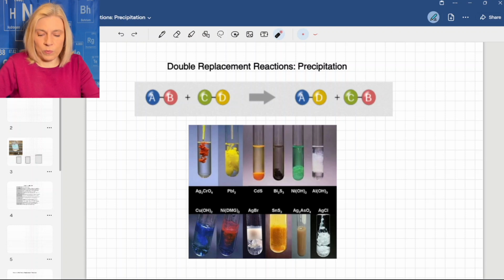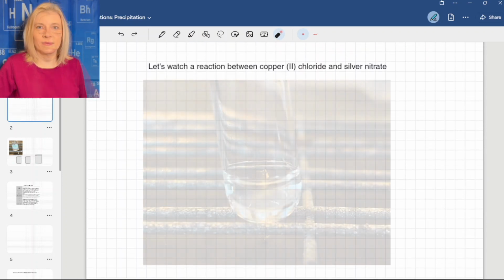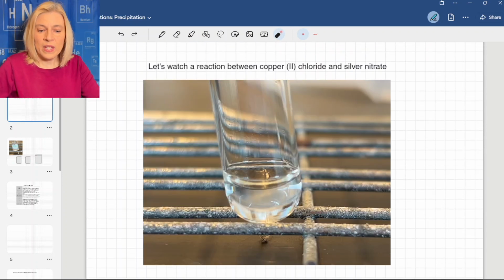Let's look at the beautiful picture. They form beautiful precipitates. They look like powder, and they can have really nice colors, depending on the type of compound you have. So, I think, enough talking, let's actually see an example of a double replacement reaction. Let's look at a video of a reaction between two solutions, silver nitrate and copper 2 chloride.